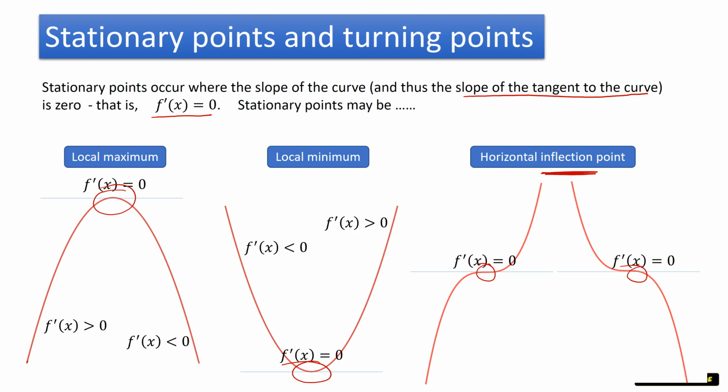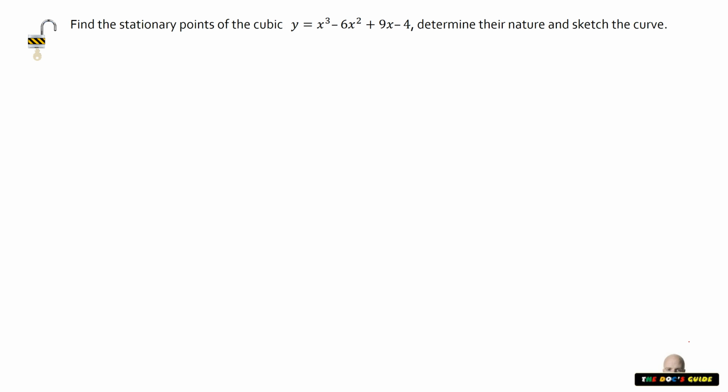The other thing about an inflection point is, whereas for these the slope changed either side of the point, for an inflection point the slope is the same. So for this one, we've got positive slope before the inflection point and positive after. And for this one, negative before and negative after. So let's have a look at this in action. We're going to find the stationary points of this cubic, determine their nature and sketch the curve.